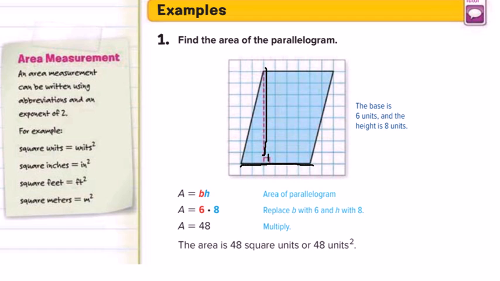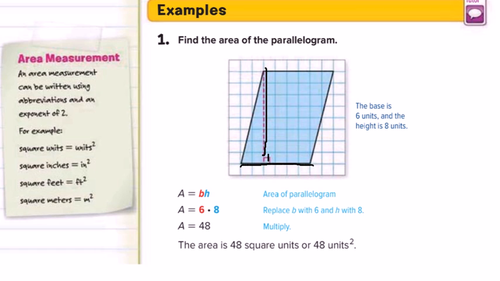So my next line would read A equals 6 times 8. And then I can multiply those to get that the area is 48. And I want to make sure I label it. Because I'm multiplying 6 units times 8 units, my units will now be units squared. So always with area, since you're going to be multiplying two measurements, the measurement is then going to become squared.